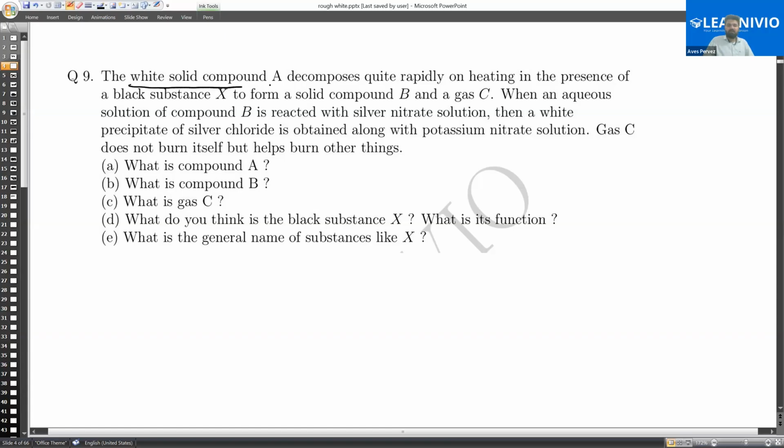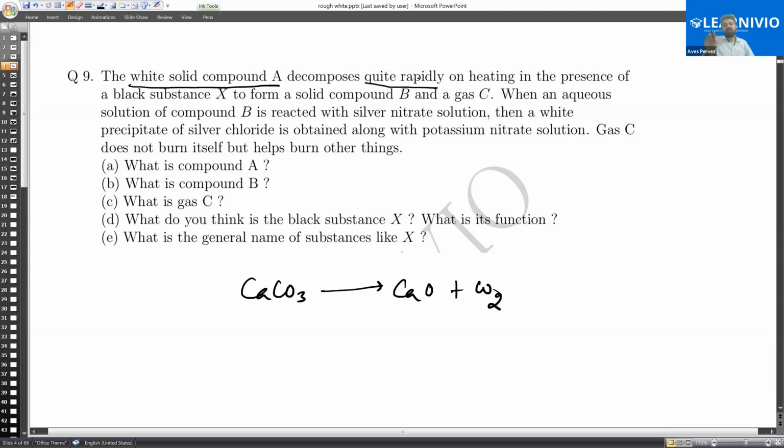It is saying that a white solid compound A decomposes rapidly. Generally, a white compound is calcium carbonate, and when we heat it, it decomposes into calcium oxide plus carbon dioxide, CaO plus CO2. This is not the answer, but I'm going to explain it to you. It says quite rapidly on heating.